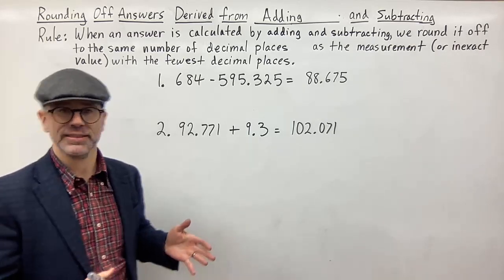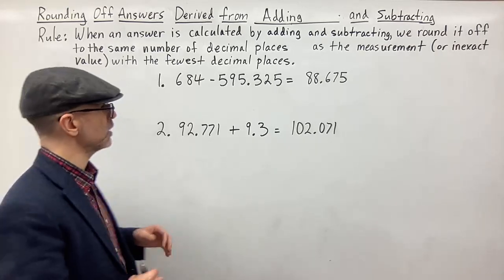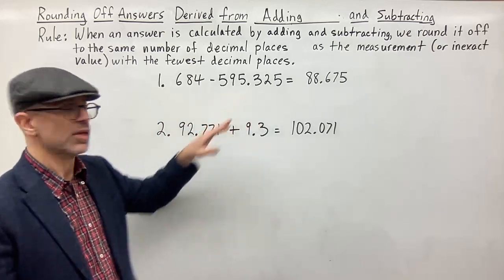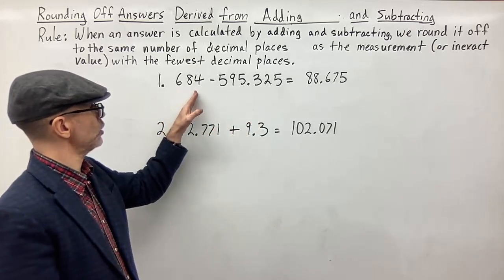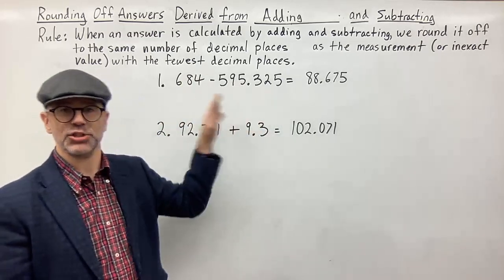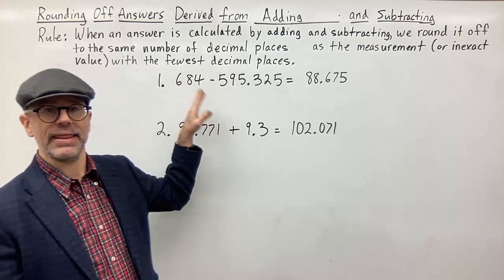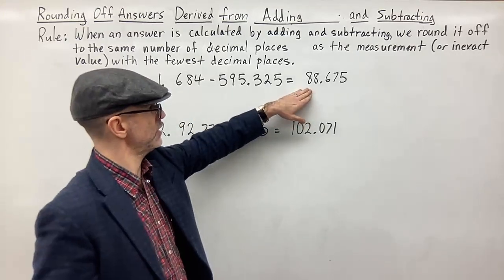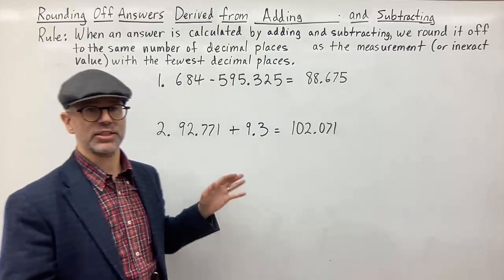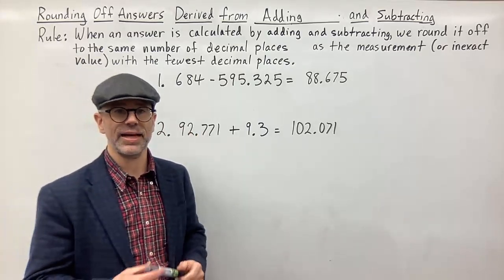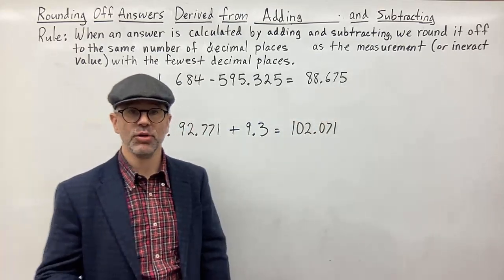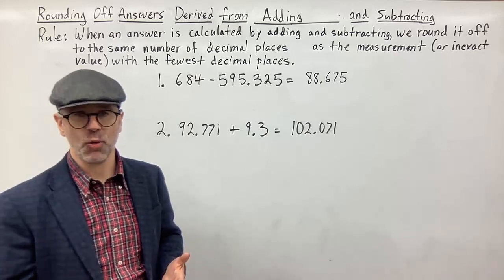So here I got a couple of examples to clarify how you do this. Here I have a subtraction problem. I'm going to take 684 and subtract 595.325, and these are measurements of some sort. Then you get an answer on your calculator that says 88.675. Let's say it's inches. Maybe I subtracted a length from a net length. And so I get this in my calculator. Am I allowed to keep all of those digits? What am I allowed to record?